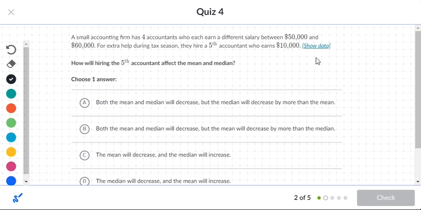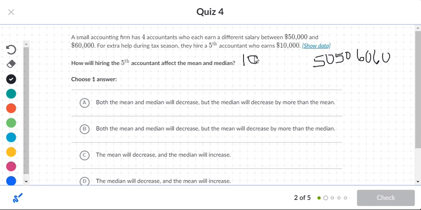Well, what we have here is a group of accountants. Let's say that 2 of them make 50 and 2 of them make 60. So we have these 4 accountants making that much. Now all of a sudden they bring in this other one that brings in 10. The median is right here between 50 and 60, which would be 55. But when we bring in the 10, it pulls it over to the left, and it does make the median actually get smaller.